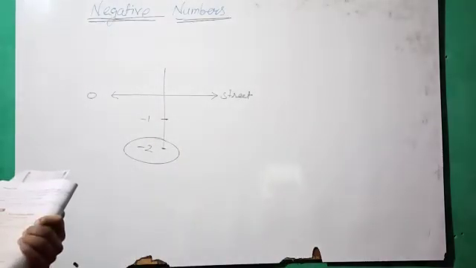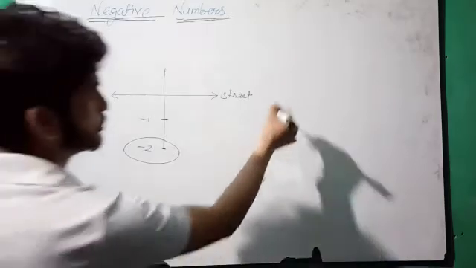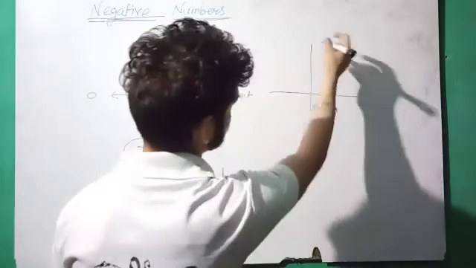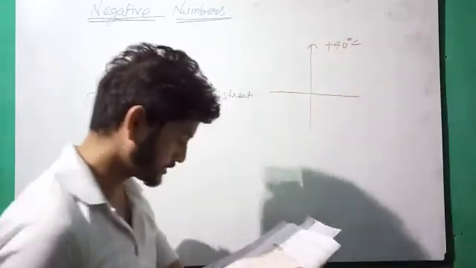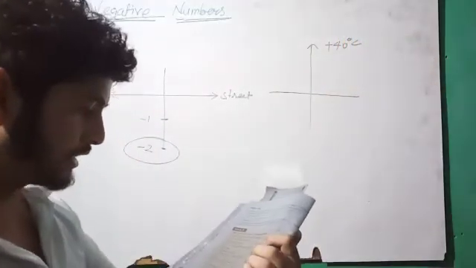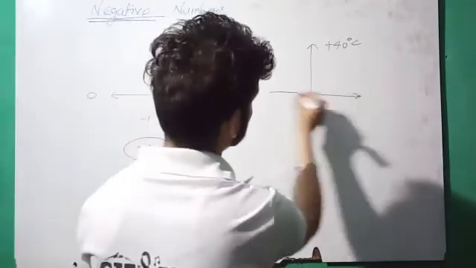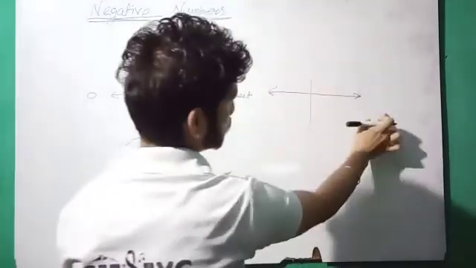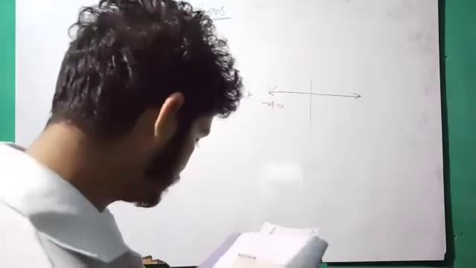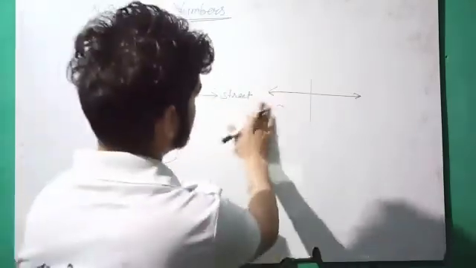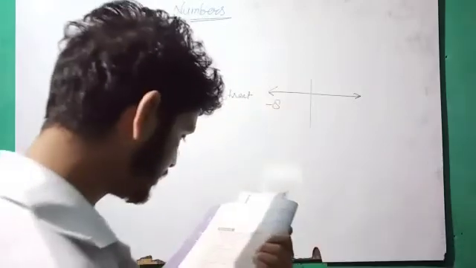Second, the temperature is 40 degrees above 0. 40 degrees above 0 means plus 40 degrees Celsius. Third, moving 8 steps backward, like forward and backward. Sorry, 8 steps backward, minus 8.